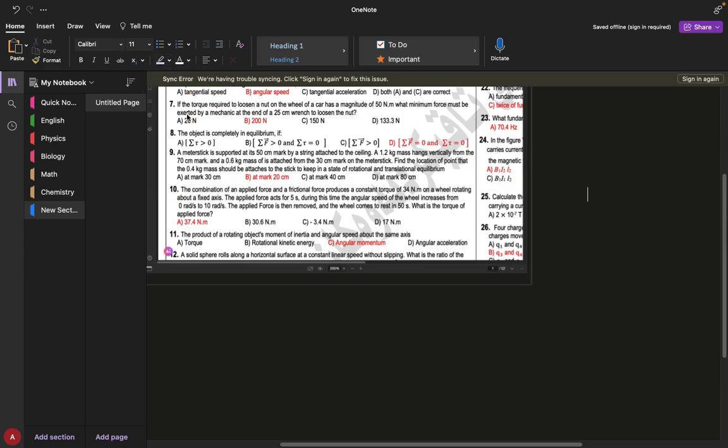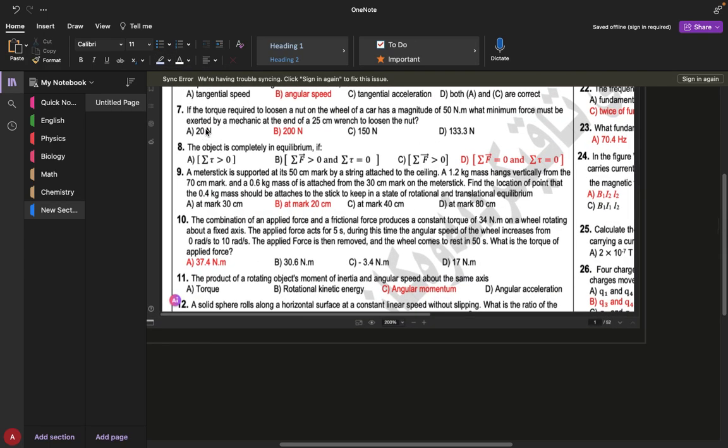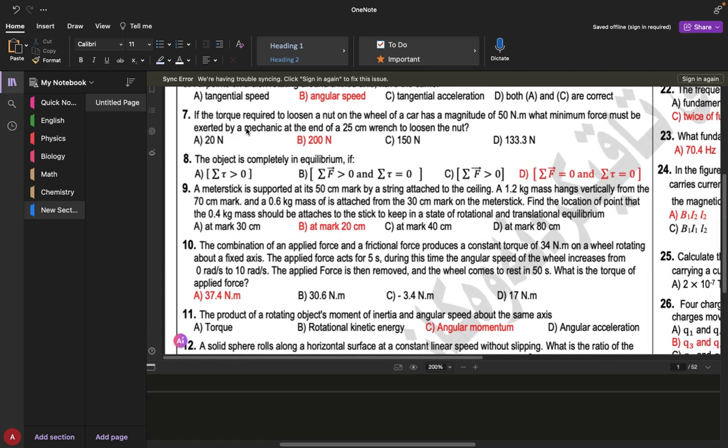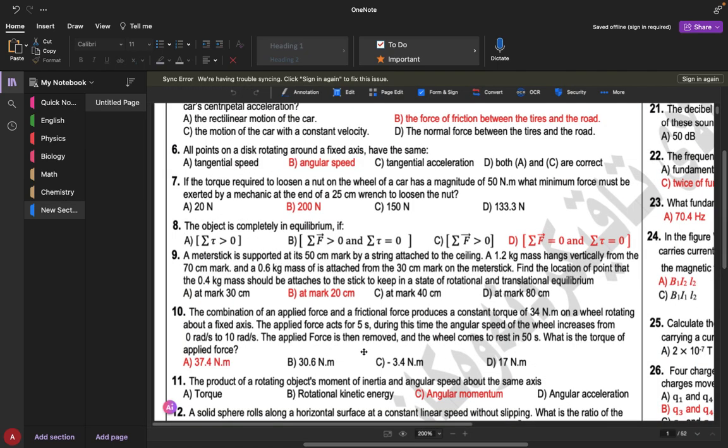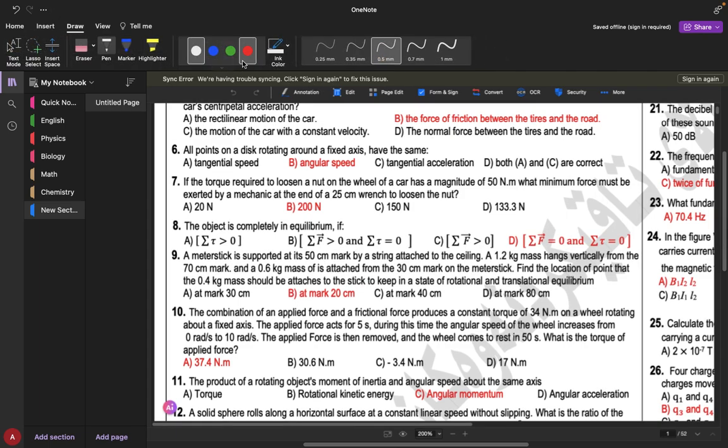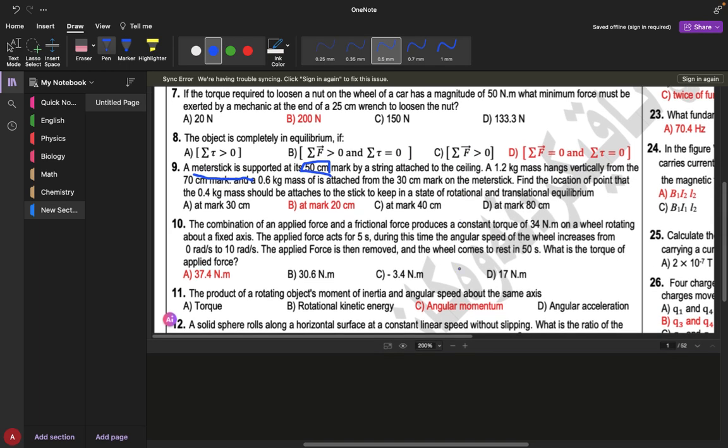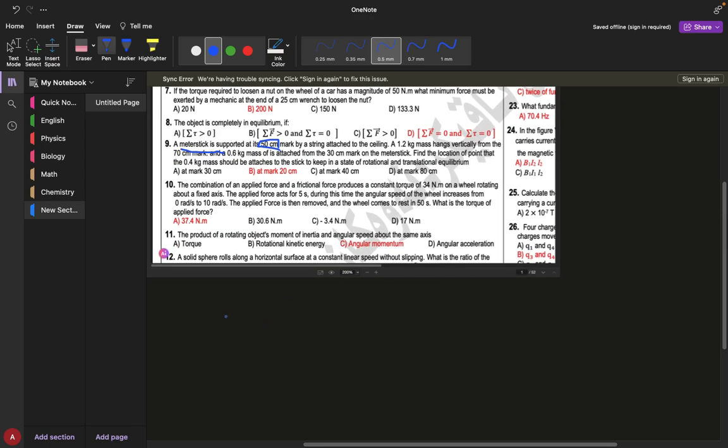All right, let me just draw. Actually, let's read it first, then we're going to draw. It says, a meter stick is supported at its 50 centimeter mark by a string attached to the ceiling. I want to first of all draw you guys a picture. Okay, let's assume that's a meter stick.